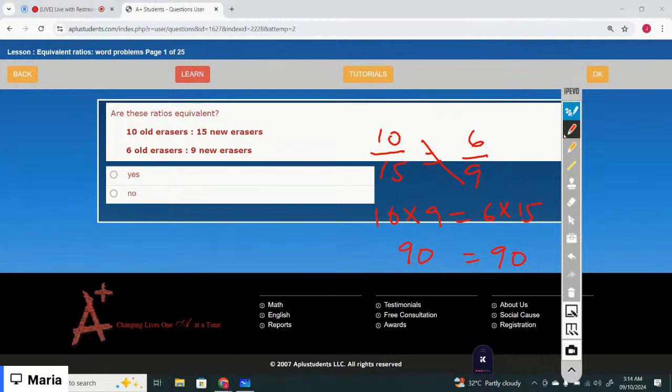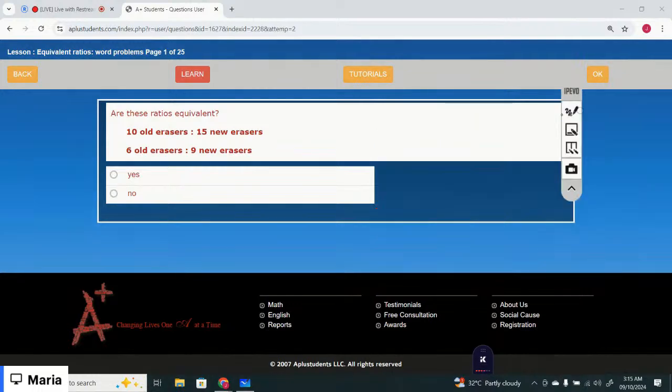So both sides are equal, right? So which is the correct option? So yes, both sides are exactly equal. That means the ratios are equivalent. The correct option is yes.